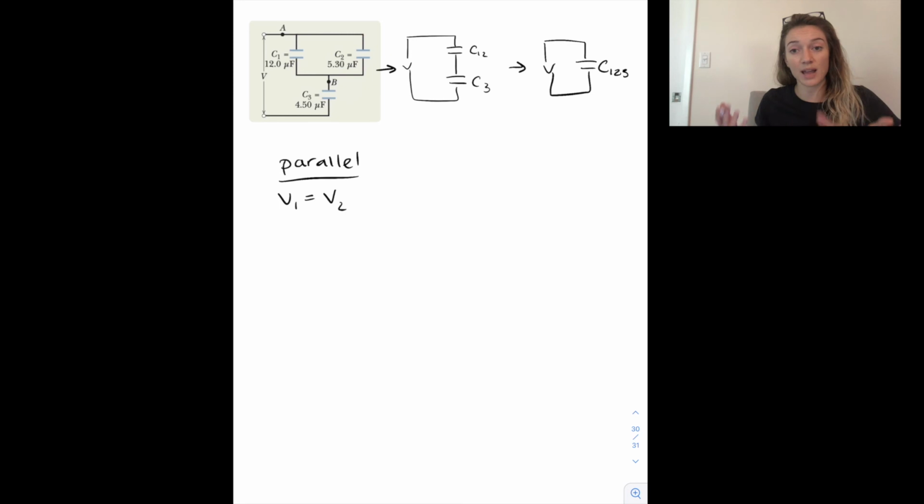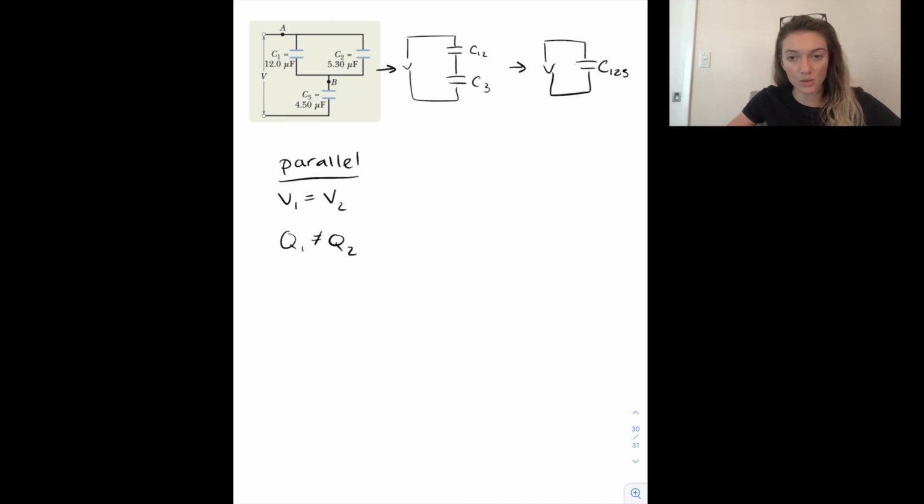We said the electrostatic force is conservative, therefore it's independent of path. So we know that the potential difference only depends on the endpoints. That means no matter how you get from A to B, whether you go over capacitor 1 or capacitor 2, the potential difference has to be the same. So when you have capacitors in parallel, the voltage across them will be the same, but the charge will not be the same. So Q1 will not be the same as Q2.